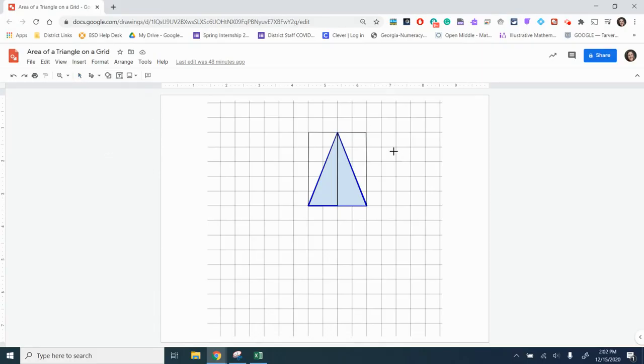So let's write that down. And half of that, half of 20, is 10. So the area of this non-right triangle is 10 square units.